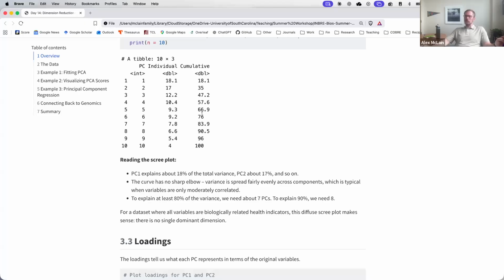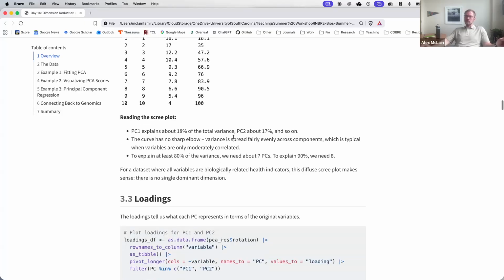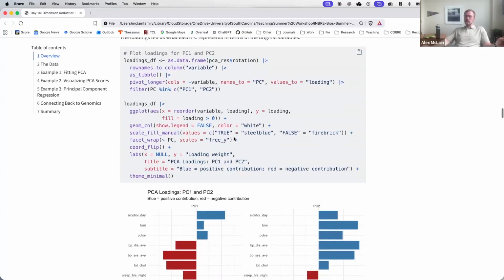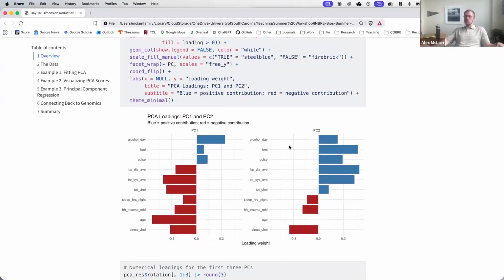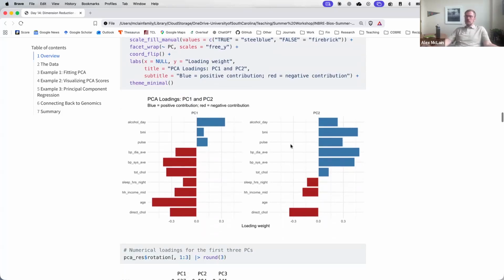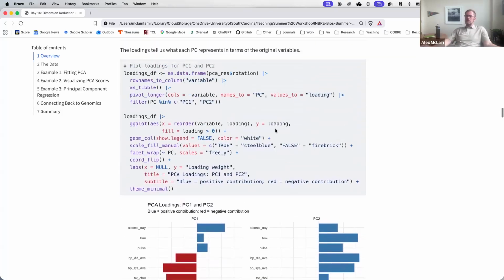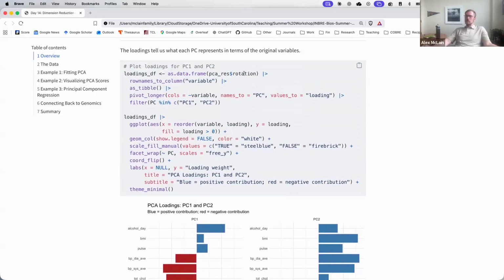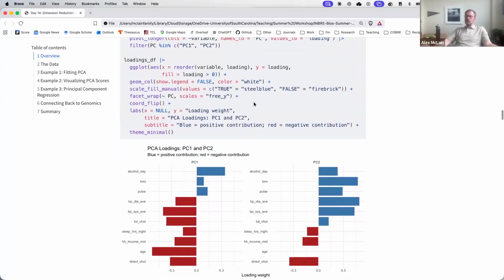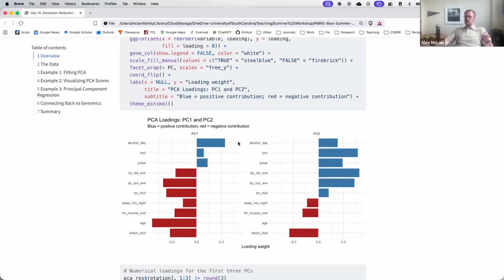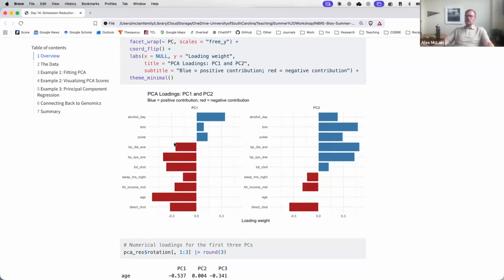Yeah, so if we want to explain 80% of the variance, we would use 7; for 90%, we would use 8. Okay, let's look at the loadings. These are the loadings for the first 2 principal components, and you can see that we get these from PCA res $rotation. Here we're just doing some fancy plotting of these. All right, we have PCA1 and PCA2 that we can take a look at here.